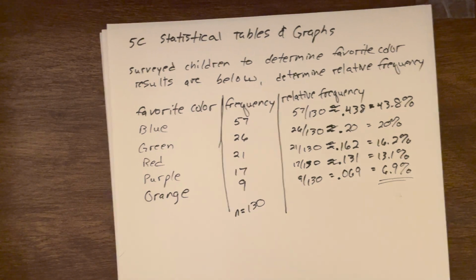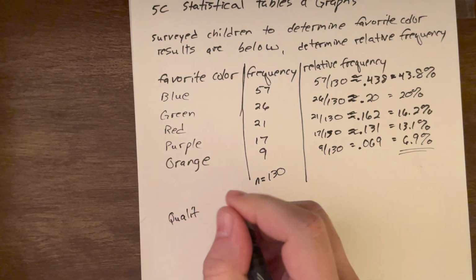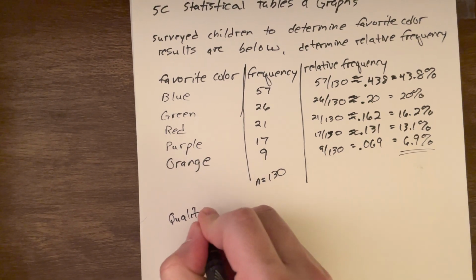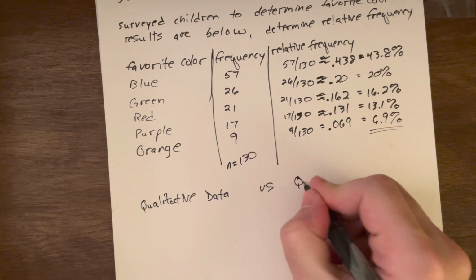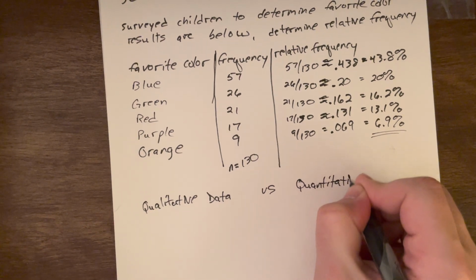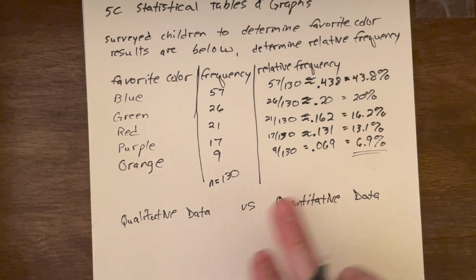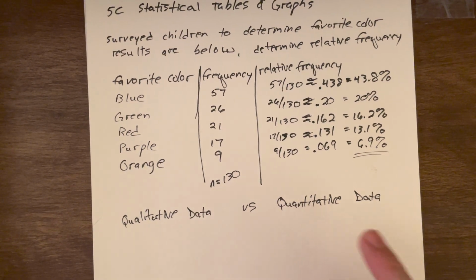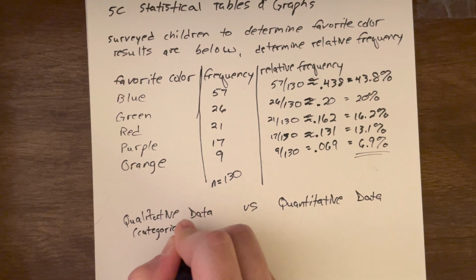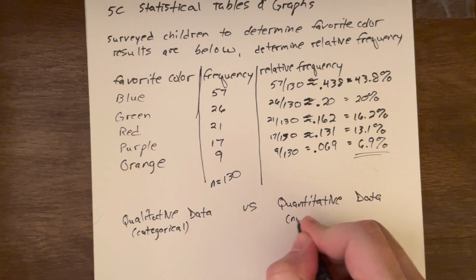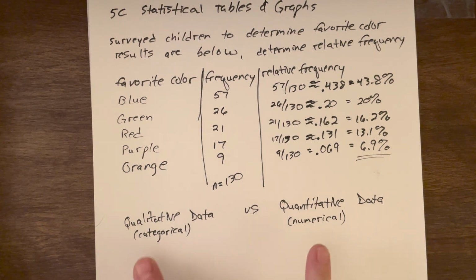The next thing that we also talked about in class was the difference between qualitative data versus quantitative. The easier way to distinguish the difference between these two is to get a little extra word here. Qualitative is categorical, and quantitative is numerical. So again, we did say this in class.